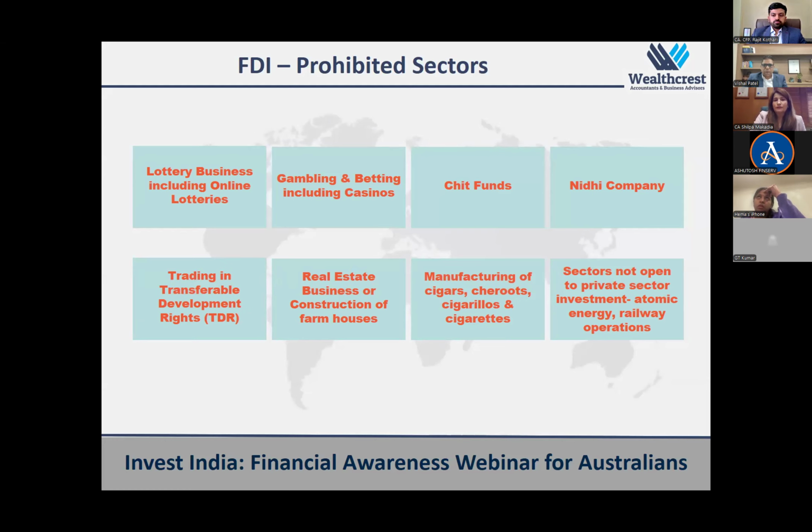Then these are the prohibited sectors. If you want to do business in any of these types of business, it is prohibited. Even with government approval, you cannot do these businesses. Like lottery business, gaming. Real estate business has a definition. If you are talking about real estate business in construction of farmhouses, that kind of business is not allowed. But if we are talking about town planning or something like that, then it is allowed. There is a detailed definition of real estate, so first we need to check that definition before investing in any real estate, because many times it happens that being a person of Indian origin, we invest in real estate. Farmhouse investment is strictly prohibited in India, because many foreign nationals are investing in it. And then there is a Nidhi company or chit funds, and manufacturing of cigarettes.